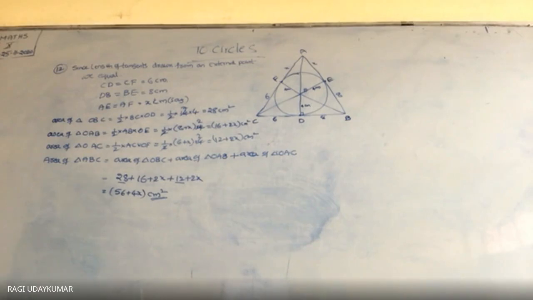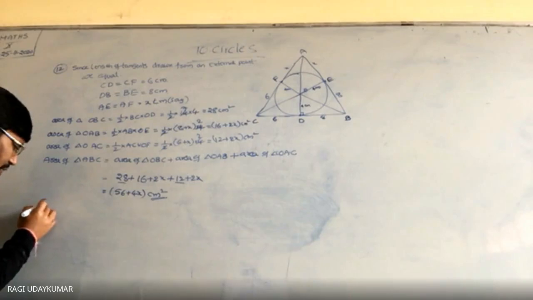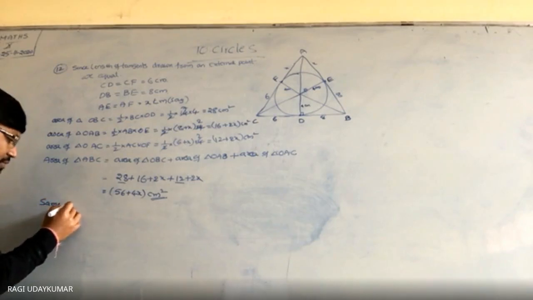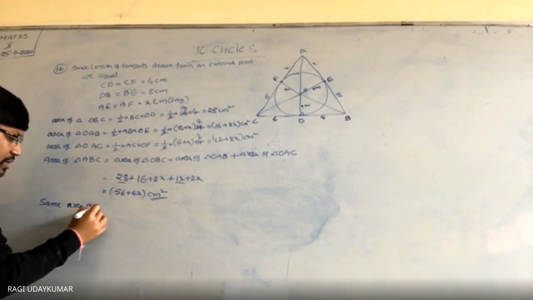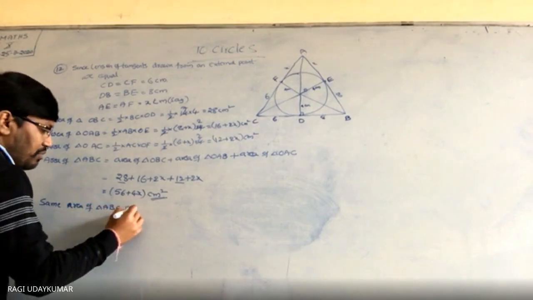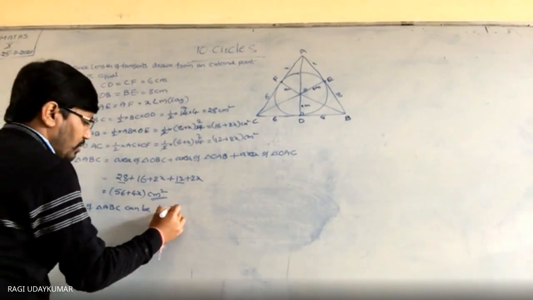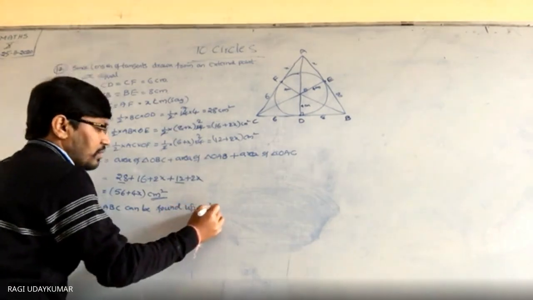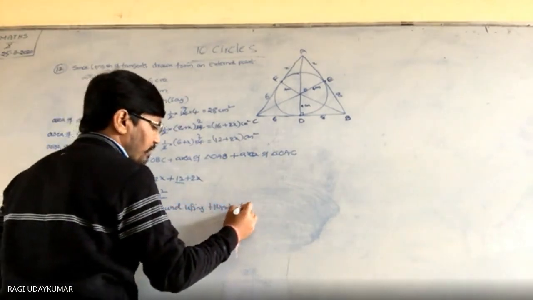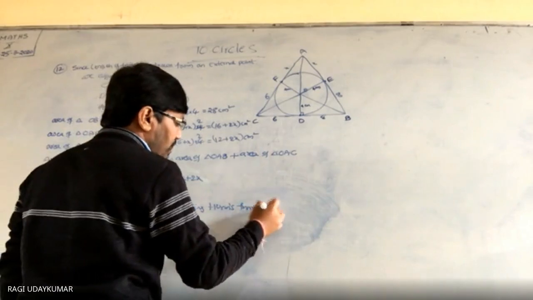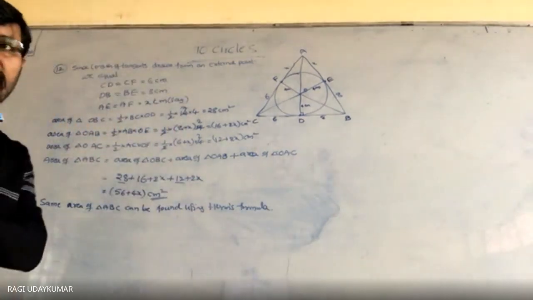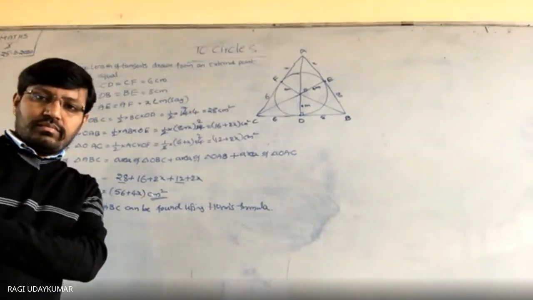This is the area. Now the same area of triangle ABC can be found using Heron's formula. Do you remember Heron's formula? Anyone of you? What is Heron's formula? Root s into s minus a into s minus b into s minus c.